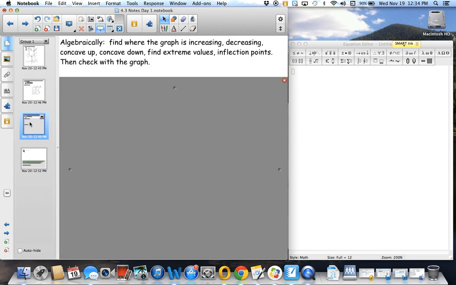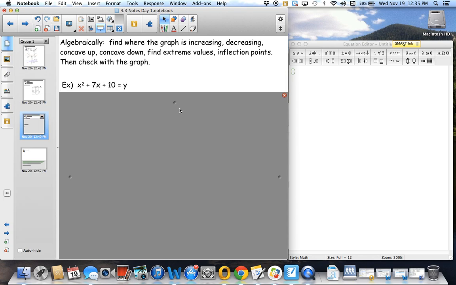All right, we are going to use that t-chart and our number lines to answer more questions. In the past, they ask us for critical points, and where the graph was increasing and decreasing. Now they may ask where we're concave up, concave down, or where we have an inflection point. So algebraically, we're going to find where the graph is increasing, decreasing, concave up, concave down, find all the extreme values and inflection points, and then check it with the graph. That's a lot of work we have to do.